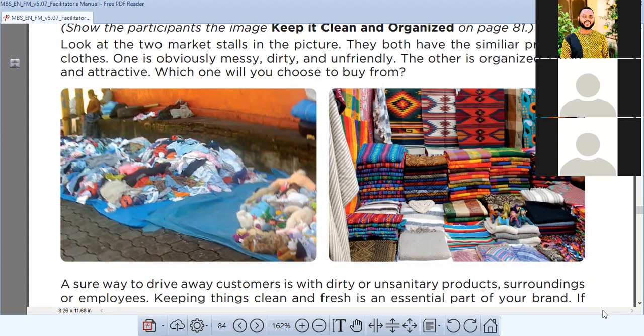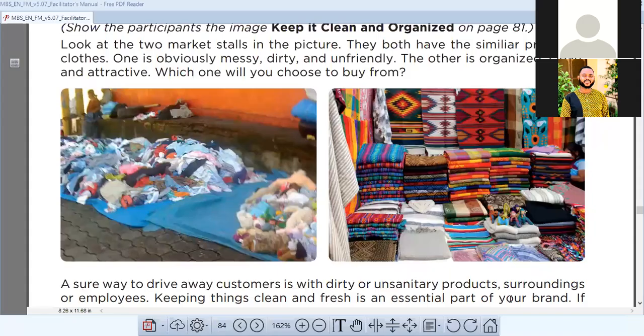But if you can see these two pictures, if you were to go and buy clothes from these two pictures, where would you? My internet is now switching off every second now. I don't know what's happening. But I was showing you a picture of a marketplace where there are two places where they are selling clothes.